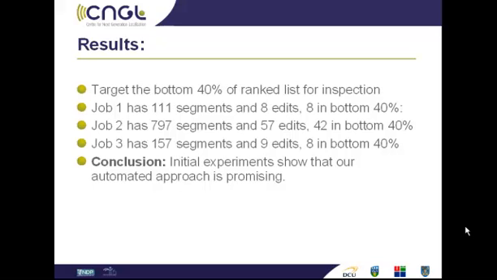Job 2 had 797 segments and 57 edits in the manual review. 42 of these edits were placed in the bottom 40% by our automated approach. Job 3 had 157 segments and 9 edits in the manual review. 8 of these 9 were placed in the bottom 40% of the list by our automated approach. We believe that these results are promising.